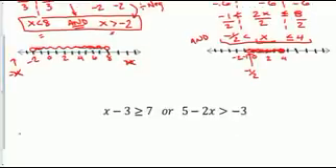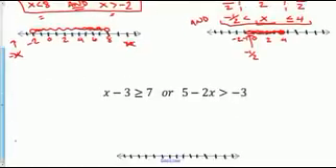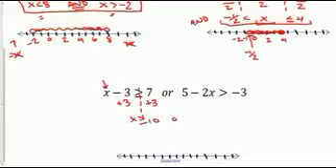My last one down here, I have an or statement. Just like with my and statement that I did up there, I'm just solving two separate inequalities. In this case, I'm trying to get x by itself, so I'm going to add 3 to each side and get that x is greater than or equal to 10. Then I have my word or again, because I still need to have my solutions combined. I'm going to subtract 5 from each side. Notice that leaves me with a -2x is greater than -8.